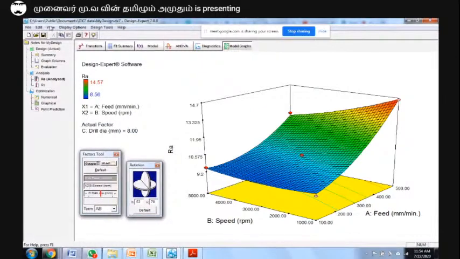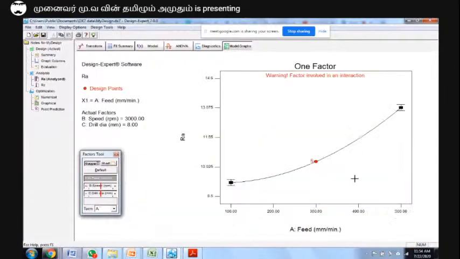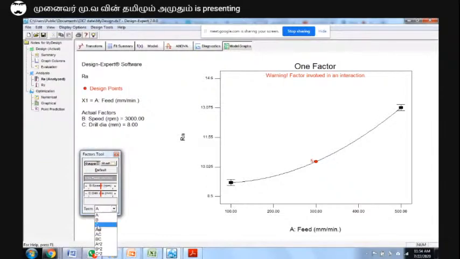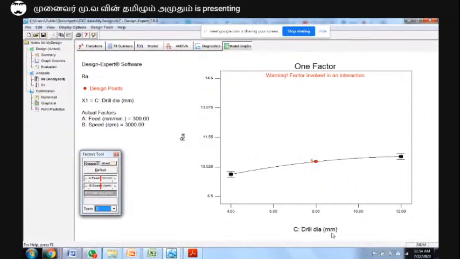Similarly, we can get the one factor graph. This is what we are getting from the one factor. The increase in feed rate increases the RA for A, and increasing spindle speed decreases the RA. And C, increasing drill diameter increases RA.